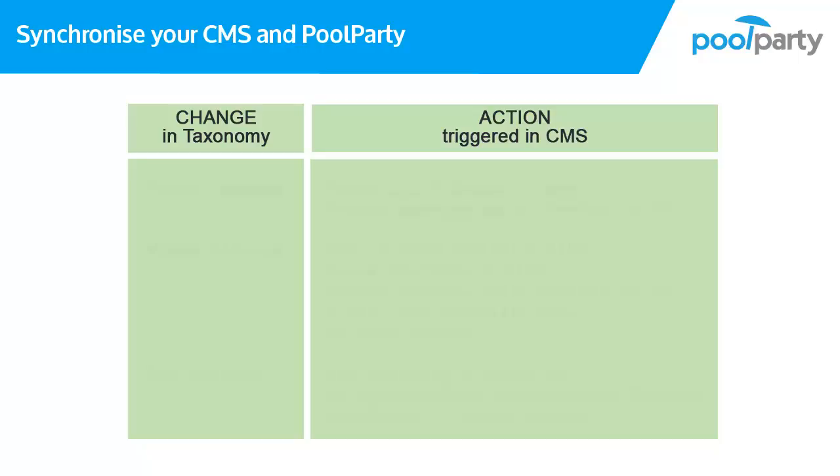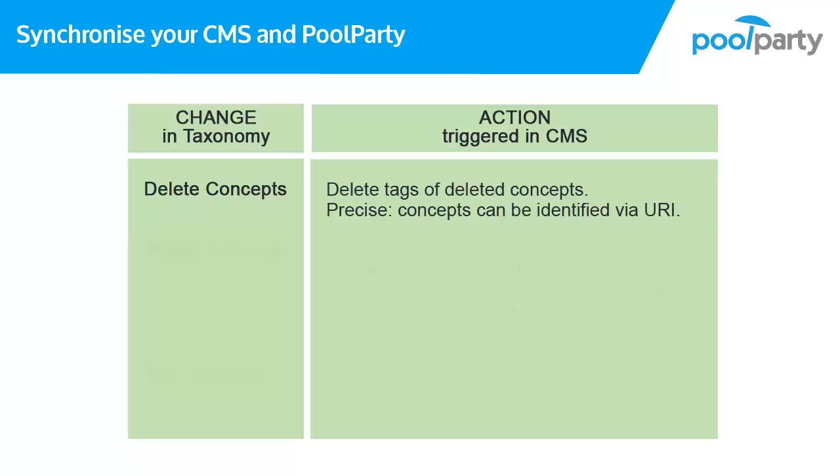Let's take a look at the different possible changes in your taxonomy and how they would be propagated to your content management system. The first possible change is the deletion of concepts from your taxonomy. If concepts have been deleted from your taxonomy, an action should be triggered to delete those concepts from the tags in your content management system as well. Deleting tags from your content management system is not very costly, because concepts can be targeted using their URI.